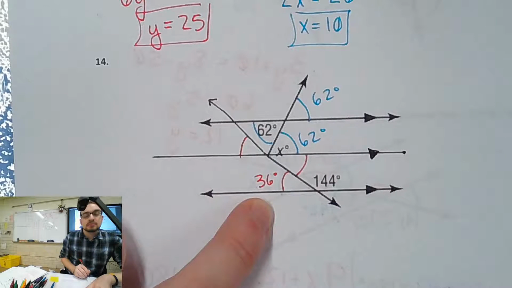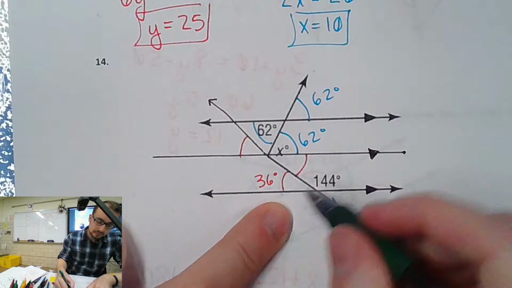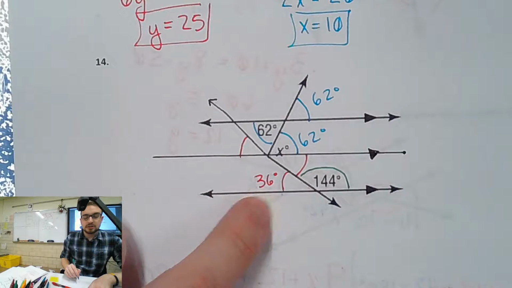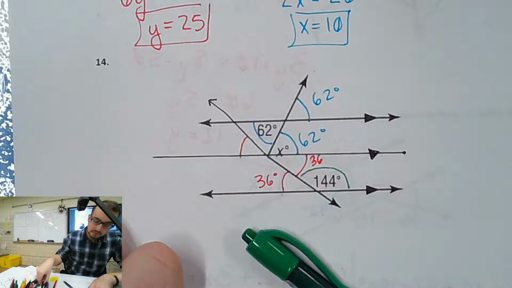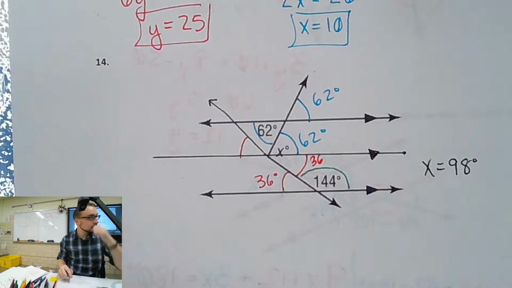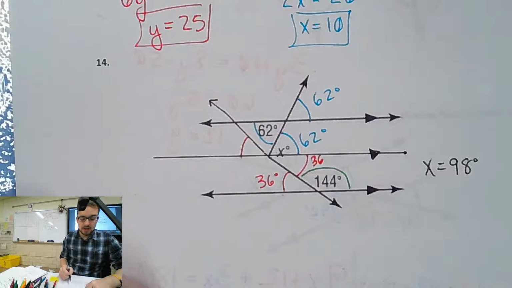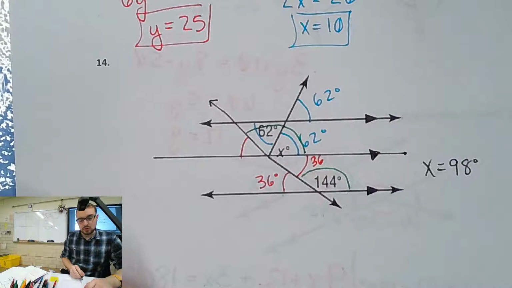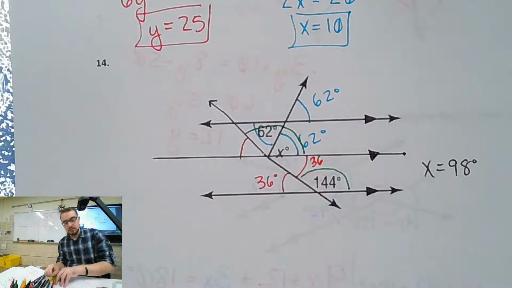I subtracted from 144. These two angles are supplementary. So that's 36, which means this is 36, which means x altogether would be 98, like the boy band from the 90s. 98 degrees. Another way to do it is to say, look, 144 and this angle are the same. So 144 minus 62 is going to get you what's left over here, yada, yada, yada, right? But I like my way the best.